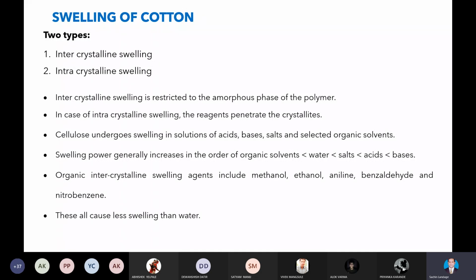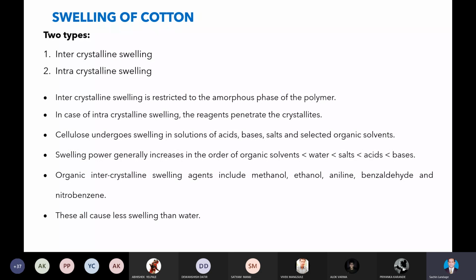place. Whenever you are talking regarding the swelling of fiber, there are two types of swelling. One is intercrystalline swelling, and the second is intracrystalline swelling. Intercrystalline swelling is restricted to the amorphous phase of the polymer. Whenever you are talking regarding a polymeric chain or a set of polymer chains, I told you that there are three different phases present in cotton. That is the crystalline region, amorphous region, and mesomorphous region.